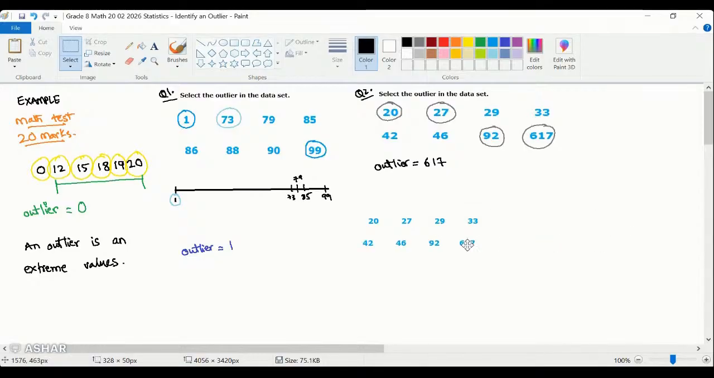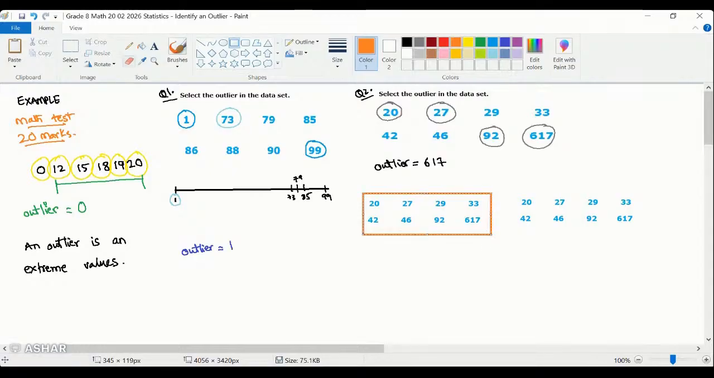Let's look at the same question and see what impact an outlier would have. If we have these numbers with us, one of the numbers we will consider an outlier. In the second set we will remove the outlier, and then we'll see what impact it has. In this set, let's suppose we are removing the outlier.